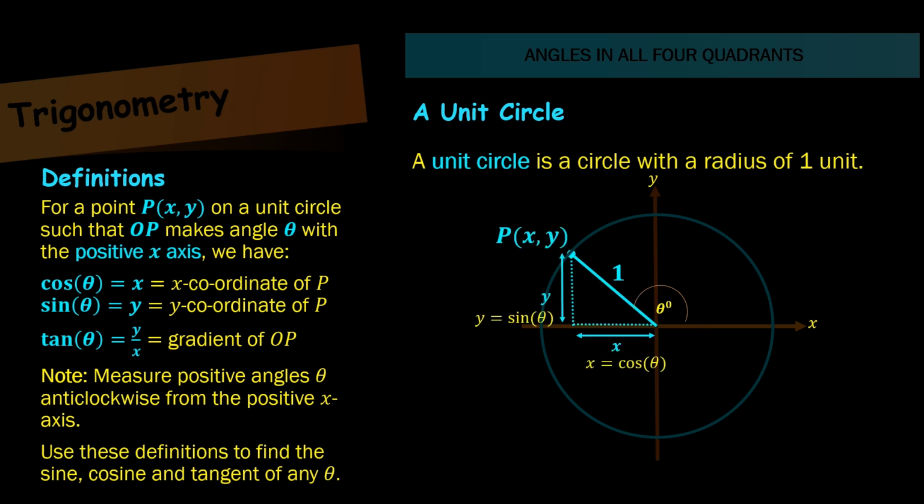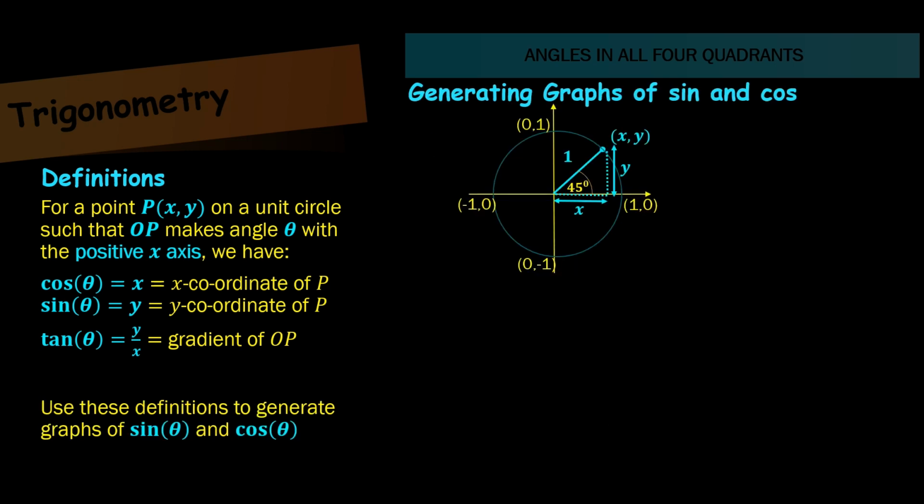Let's consider this angle theta. As you can see, it is obtuse. However, the definitions remain the same. When theta is obtuse, cos theta, however, is negative because the x-coordinate of P is negative. We are going to use these definitions of cos, sine and tan to generate graphs of sine theta and cos theta.